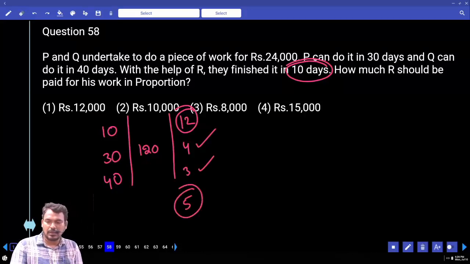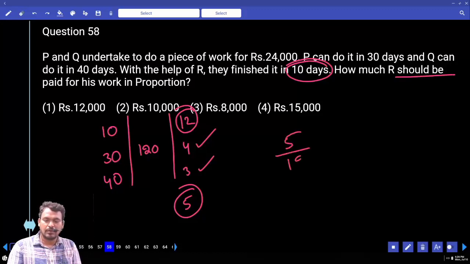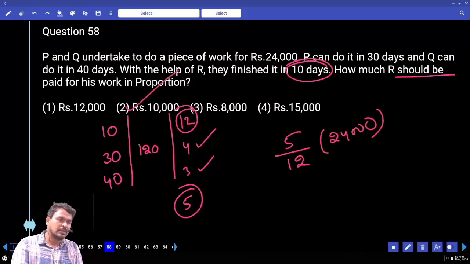And what is the question here? R's share we require. R receives how many parts? 5 parts out of 12. 5 by 12 of which one? 24,000. What is the answer? 10,000. 12 parts 24,000, 5 parts are 10,000.